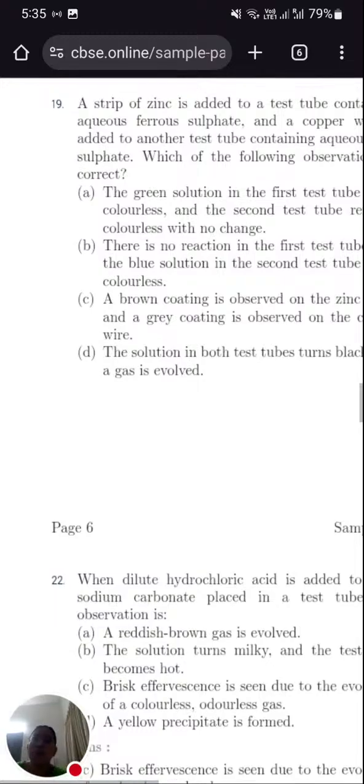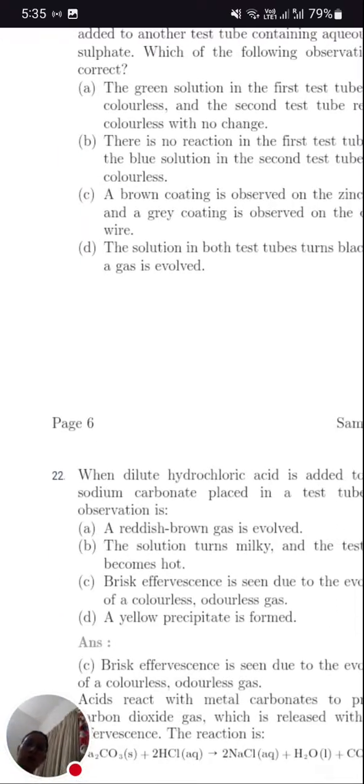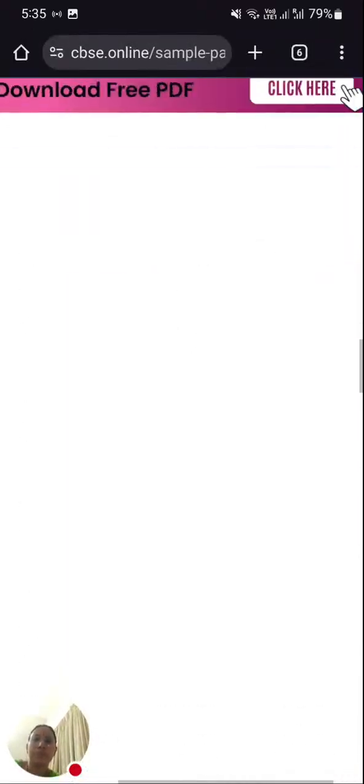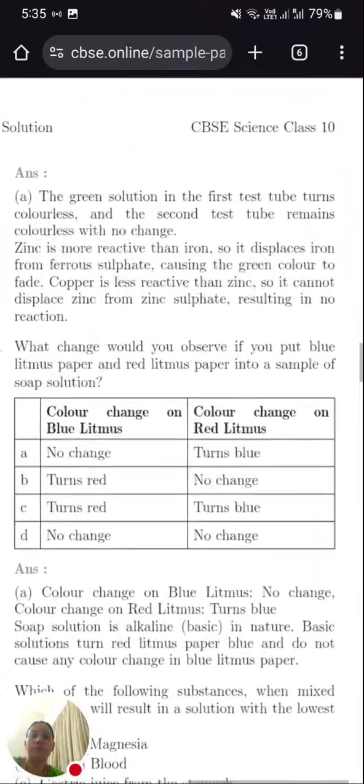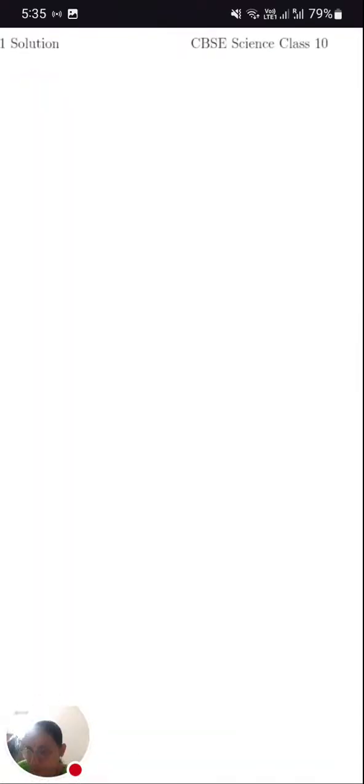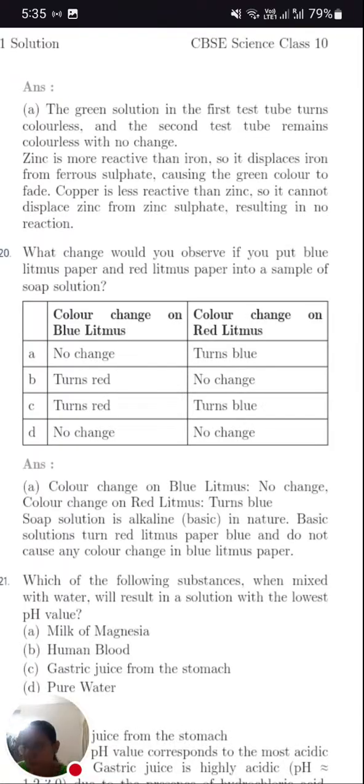Okay, now let's move to the next question, question number 20. The green solution of the first test tube turns colorless and the second test tube remains colorless with no change. Zinc is more reactive than iron. So that is the answer. Some of you have given option A. Nice.